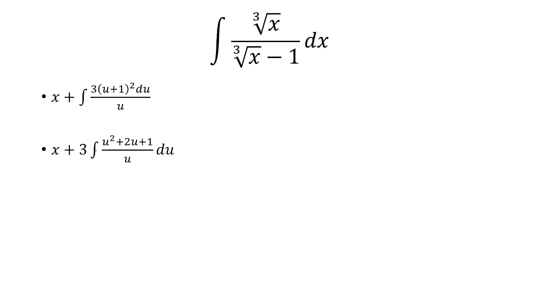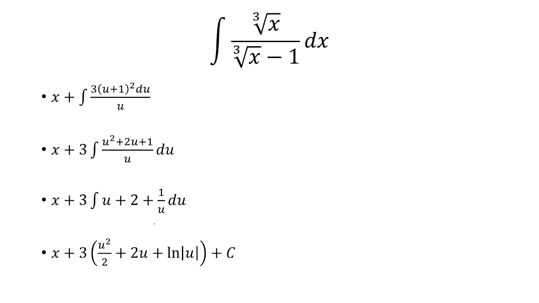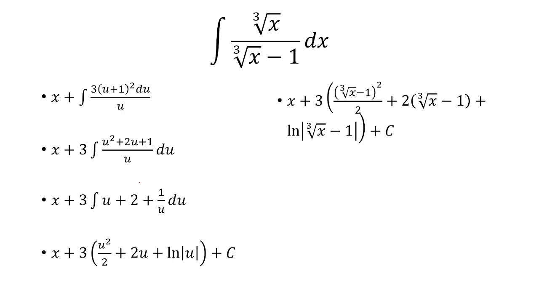Now I factor out the 3, expand the u plus 1 squared. Now I'll break this up into 3 separate terms. We have u plus 2 plus 1 over u du. Find the antiderivative. Remember, u was just the denominator, which is cube root of x minus 1. And then with some algebra, you end up with this final expression. Note that this is the same answer as the first method.